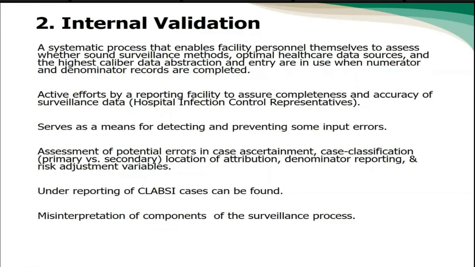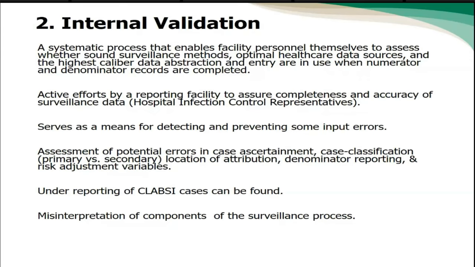Second is internal validation. It is a systemic process that enables the facility personnel themselves to assess whether sound surveillance methods, optimal healthcare data sources, and the highest caliber data abstraction and entry are in use when the numerator and the denominator records are completed. These are the active efforts by a reporting facility to assure the completeness and the accuracy of the surveillance data by hospital infection control representatives. It serves as a means for detecting and preventing some input errors.